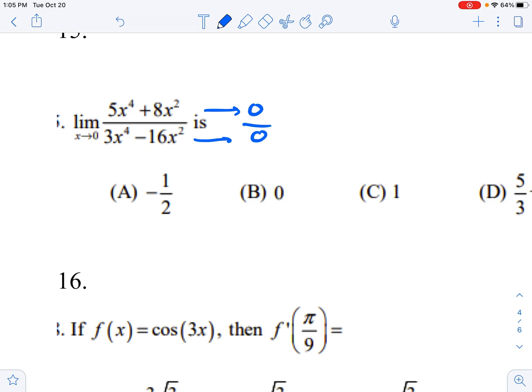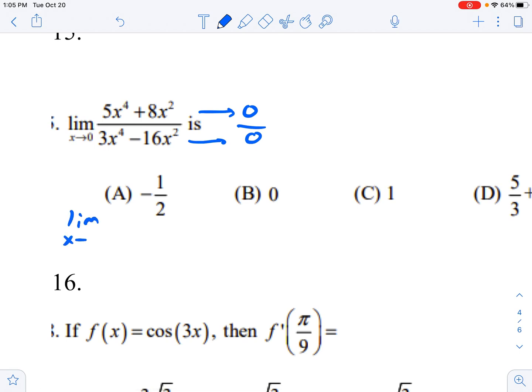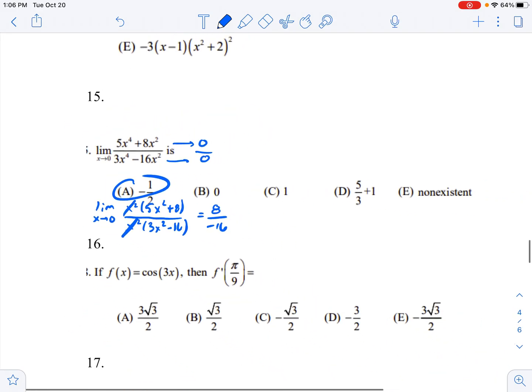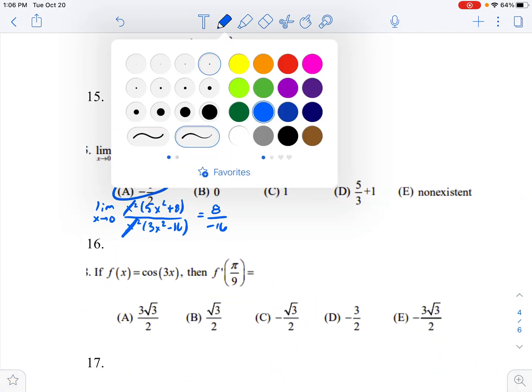Unlike the definition of derivative limit we saw a little while ago, this can be done algebraically by simply factoring. Let's see. I can factor out an x squared from the numerator, and I can factor out an x squared from the denominator. And so those go, and now when I reevaluate, plugging 0 in for x's, we get 8 over negative 16, negative 1/2 it is.